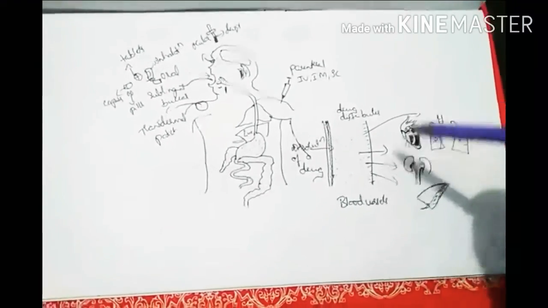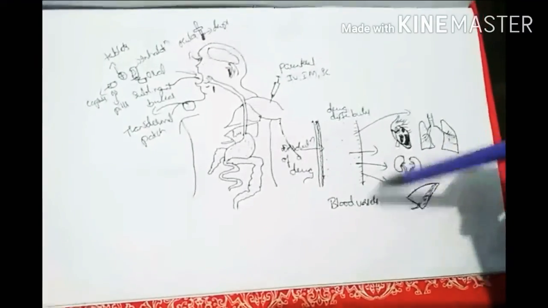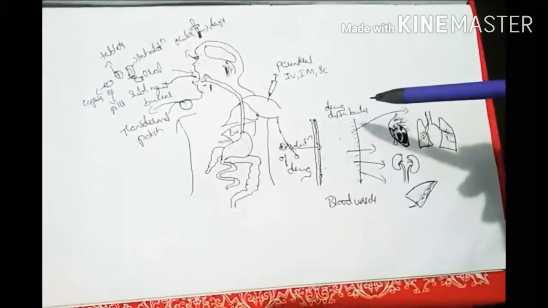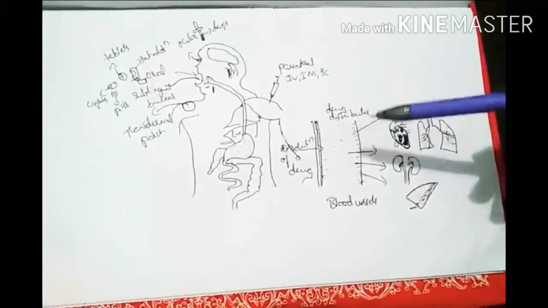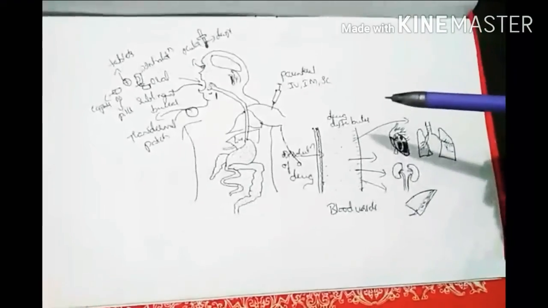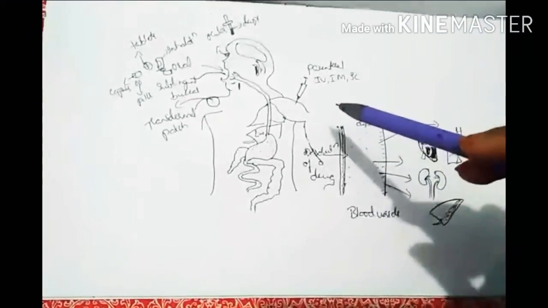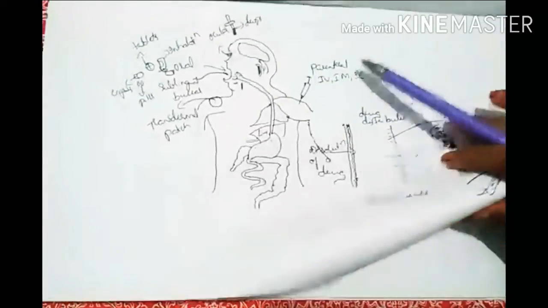Here, in the kidneys, excretion will take place. Excretion means the elimination of waste materials or waste compounds through saliva, mammary glands, urine, or fecal matter. It will be excreted out. This is the distribution of the drug.